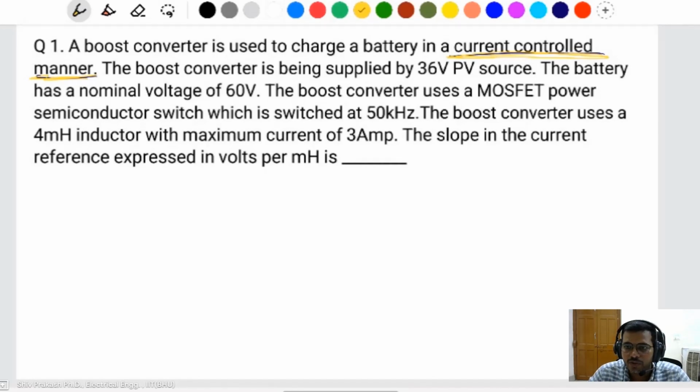In that case, you only change the current. If you increase or decrease the duty ratio, the terminal voltage, the output voltage of the converter, changes. In that case, the current will increase because the voltage difference between the output and the battery increases. When the voltage difference increases, the current will increase. That's why the boost converter, or any converter, is used to charge the battery in a current control manner. There is another advantage also.